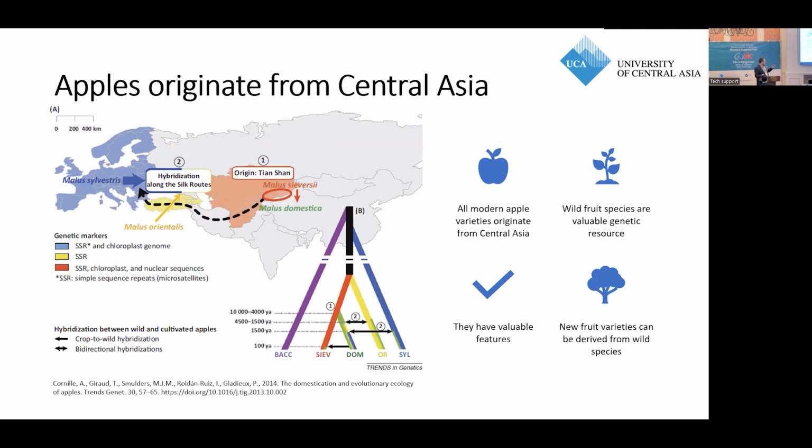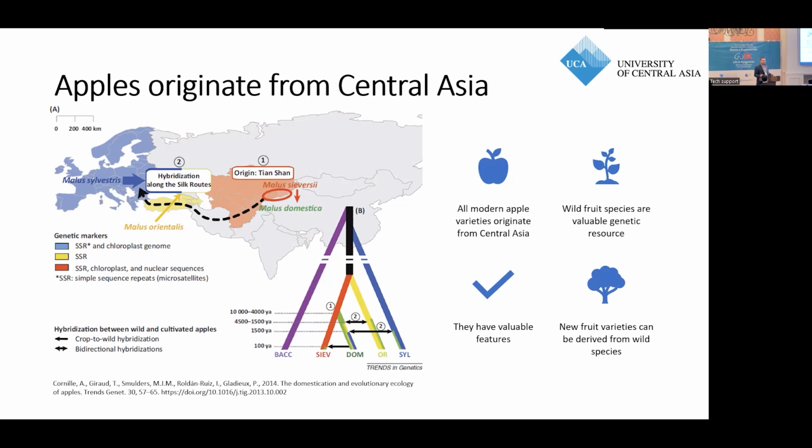And all modern apple varieties originate from Central Asia, and wild fruit species are a very valuable genetic resource. Why? Because in order to get new fruit varieties, we have to use the wild species of apples, because they have a very, very broad genetic pool. And whenever we generate new crop varieties of apples, we sort of optimize them towards more sugar or more flavor. With that, we narrow down the genetic variety of these garden varieties. So that's why we sort of throw away a lot of genetic information that wild ancestors of these apples have.